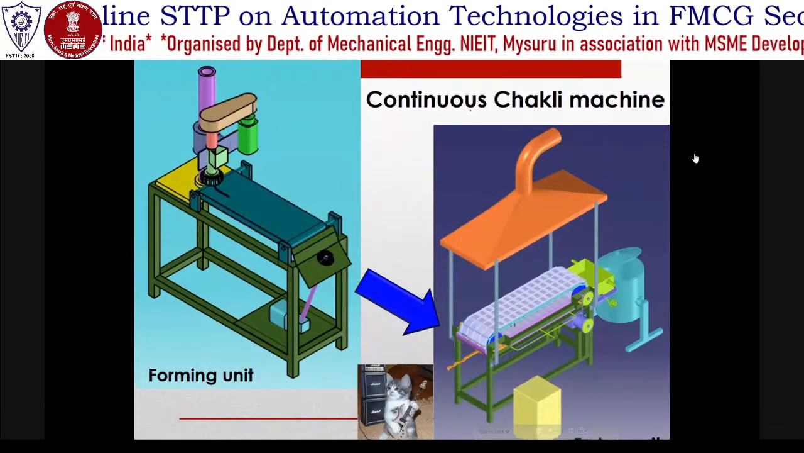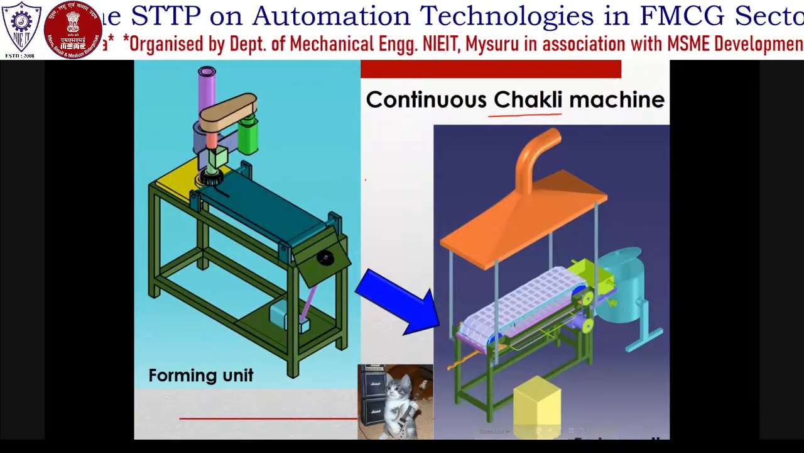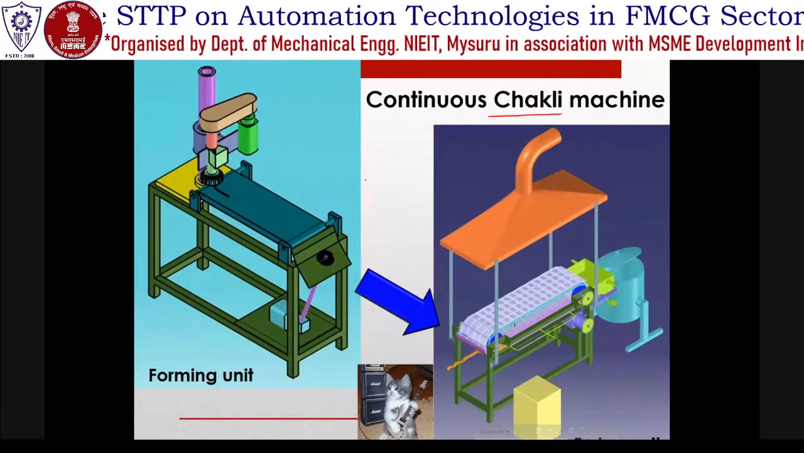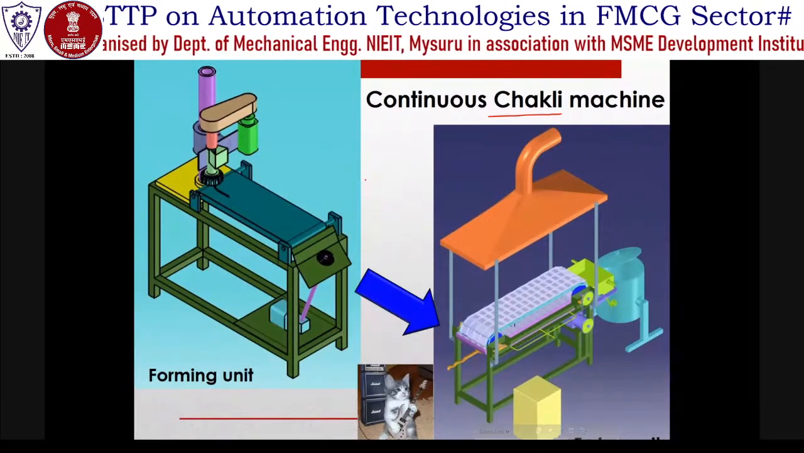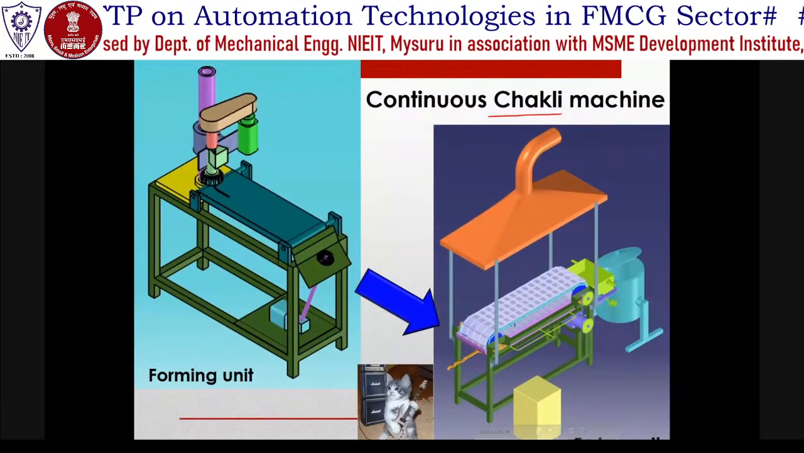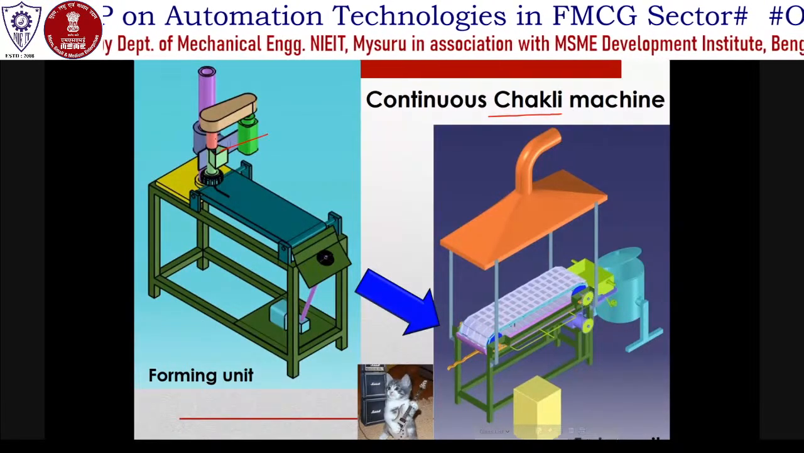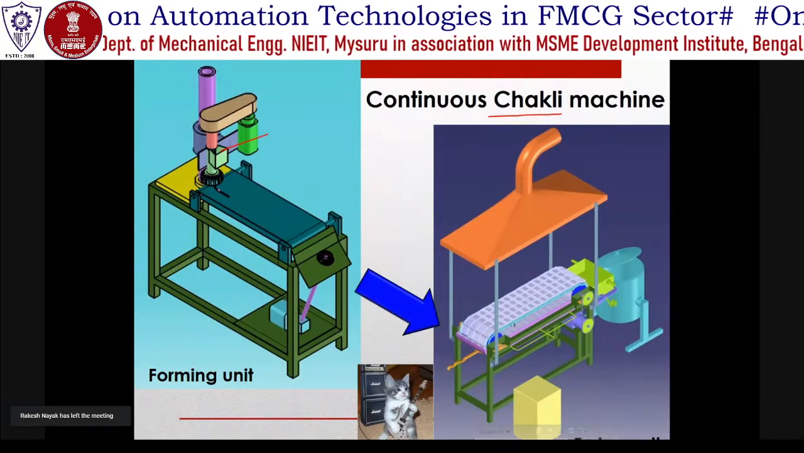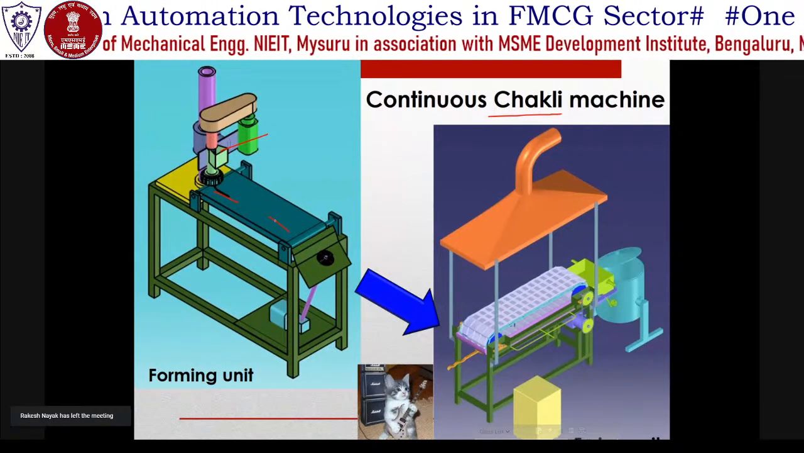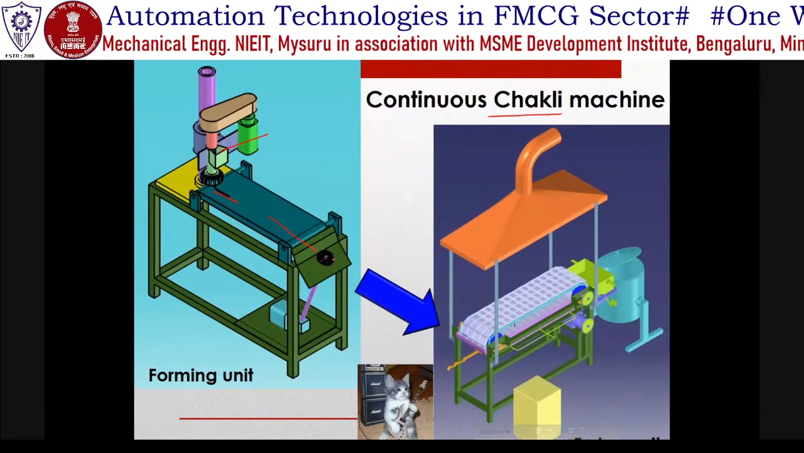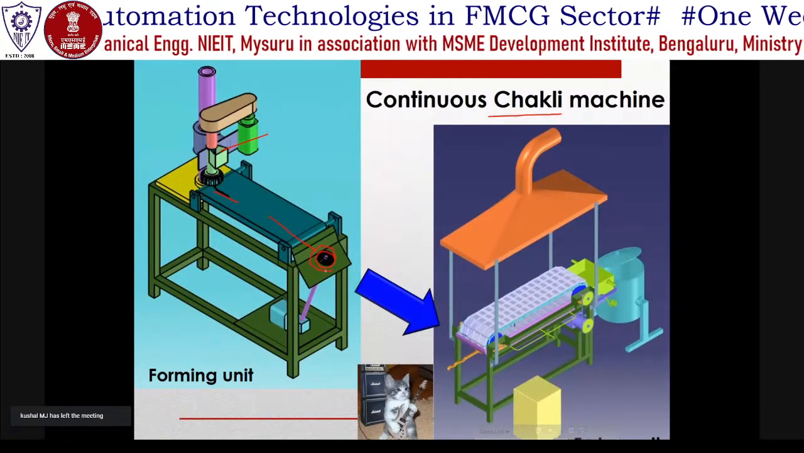Now, this is a continuous chakli machine, right? You know how you do chakli at home. You take the dough, put it into a bowl, and then press it. It's an extruder, right? So when it extrudes, it comes out. So that's what we have done. We put the dough here, and the extruder will push the chakli flour here. As it comes here, now here is the forming unit. This is rotating, so it will convert it into a spiral here.